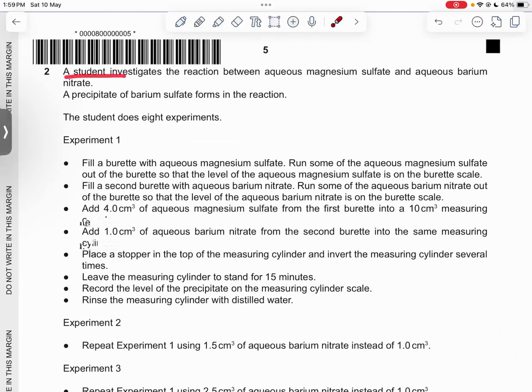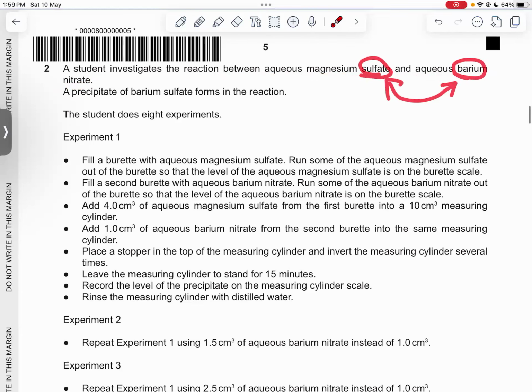Question number 5. A student investigates the reaction between aqueous magnesium sulfate and aqueous barium nitrate. All right, so they're seeing the reaction between magnesium sulfate and barium nitrate. You would know what happens because it contains the sulfate and it contains the nitrate. They are both going to join and a white precipitate is going to form.